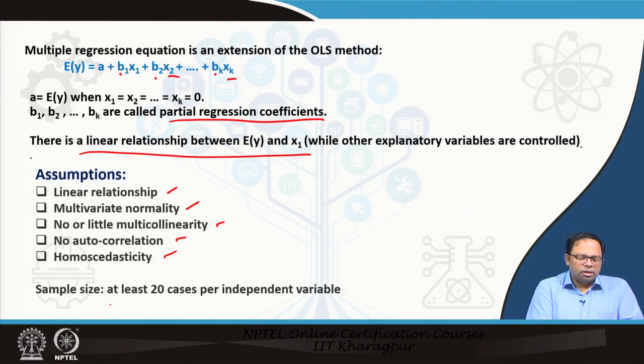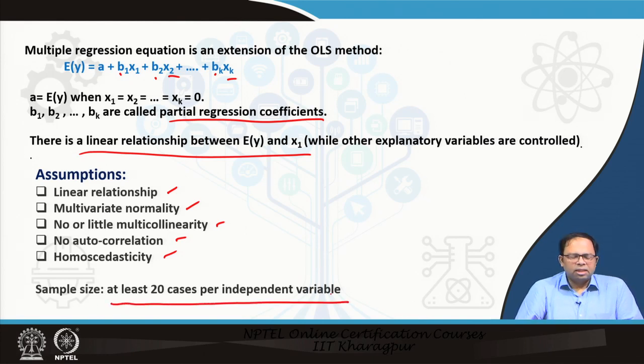In terms of sample size, some researchers suggest that there should be at least 20 cases per independent variable that we use. So, if we are using 4 independent variables, we need data for 80 samples, or in that scatter plot we need those 80 points, based on which we can get the partial regression coefficients for 4 variables and 1 intercept.